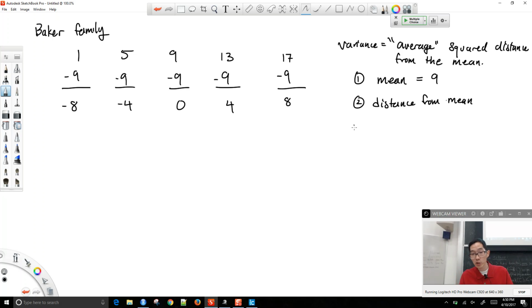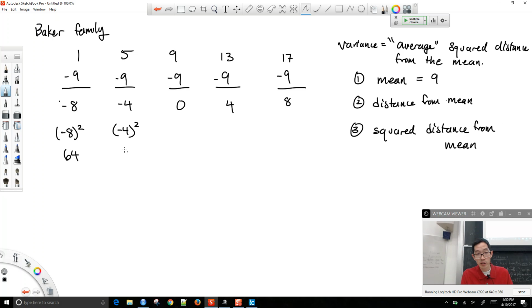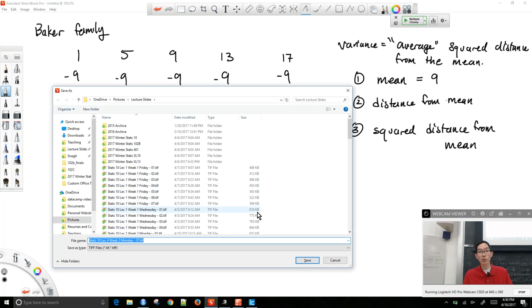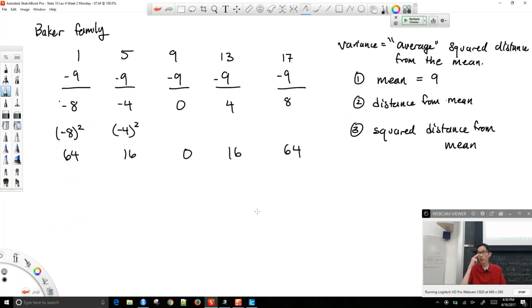Then we're going to get the squared distance from the mean. Whenever you square a number, it's always going to be positive. So -8 squared gives me 64. -4 squared gives me 16. I square all of these numbers, and I get 64, 16, 0, 16, and 64. These are my squared distances from the mean.